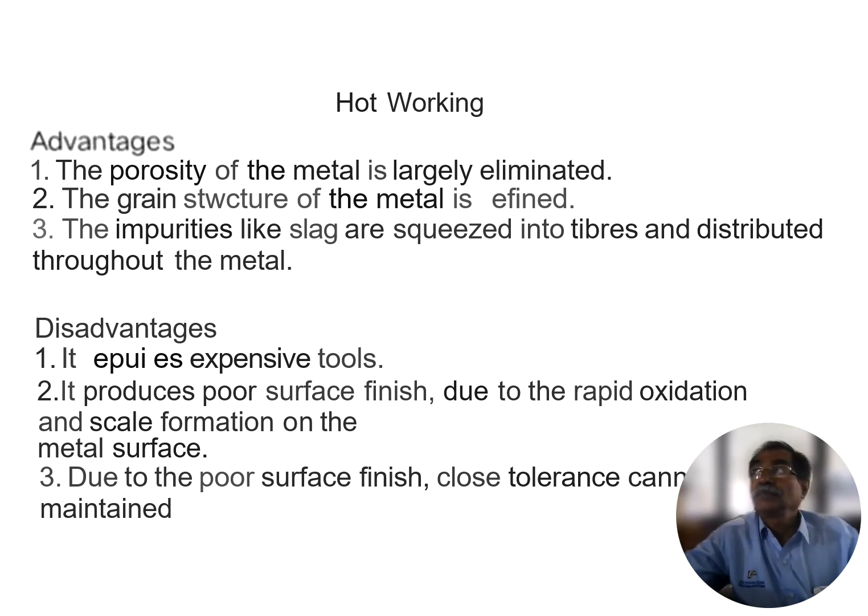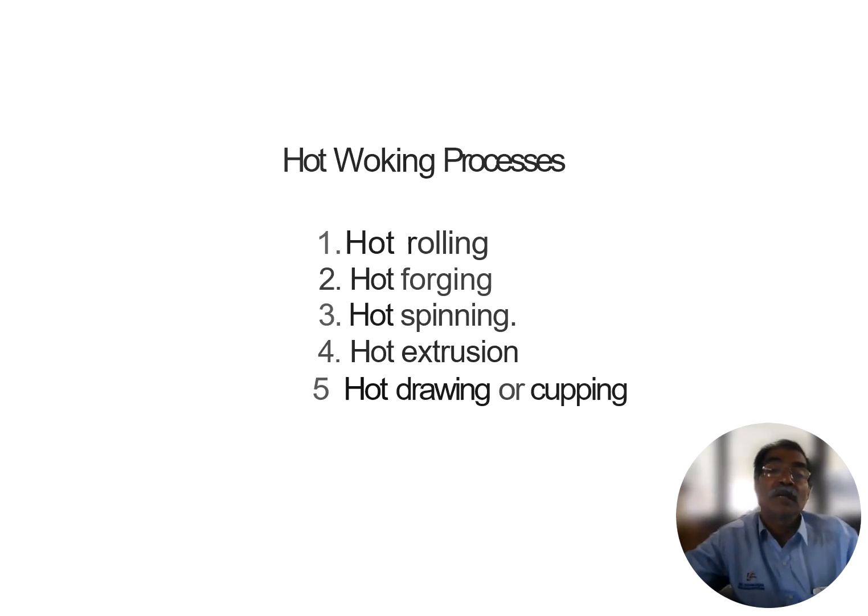Hot working has some disadvantages also. It requires expensive tools, it produces poor surface finish, and because of the poor surface finish, close tolerance cannot be maintained. Now, next we will see some hot working processes. Hot working processes are hot rolling, hot forging, hot spinning, hot extrusion, hot drawing, and piercing.